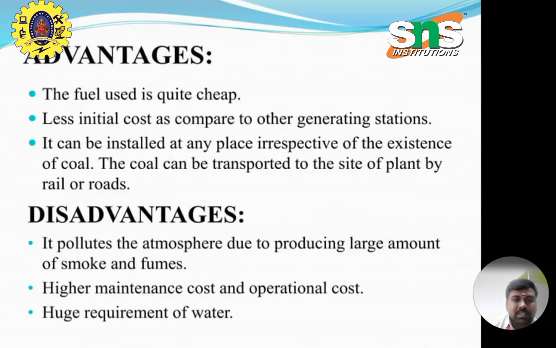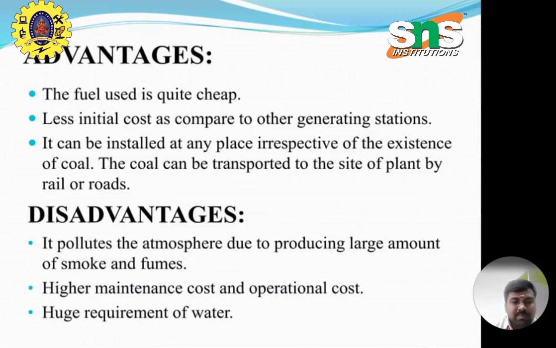Then the advantages of the steam power plant: the fuel used is quite cheap. The initial cost is less compared to other generating stations, for example hydroelectric power plants, nuclear power plants, and gas turbine power plants. It can be installed at any place irrespective of the existence of coal. The coal can be transported to the site of the plant by rail or roads. Because of the usage of coal, the power plants are installed near the load center. Then only can we transport the coal easily from the coal handling system.